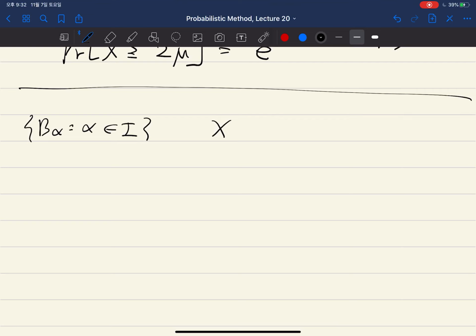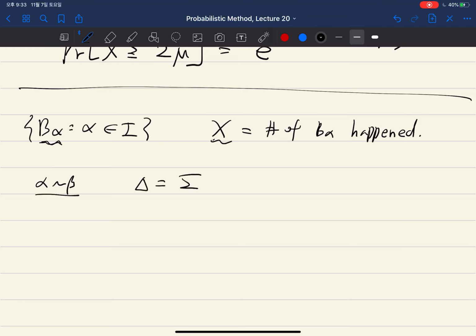I mean, it's not necessarily a bad event, but out of these events, we want to know the number of B alpha which actually occur. And the case we are dealing with is where dependency is weak. So alpha and beta are related, and delta is measuring this dependency, and we want somehow this to be small.